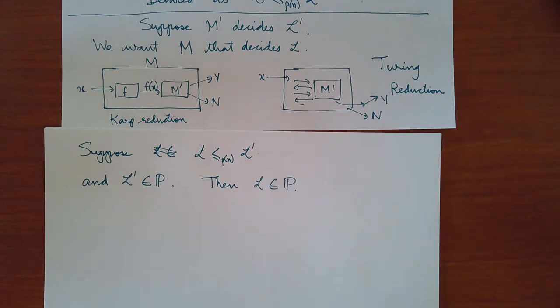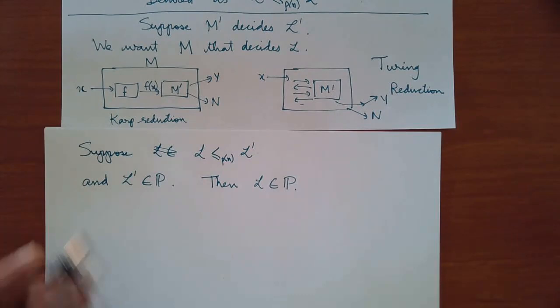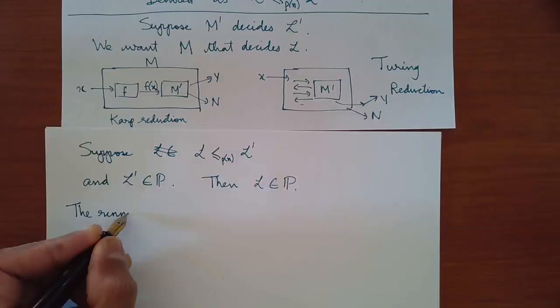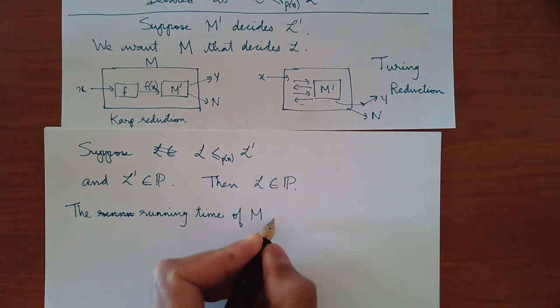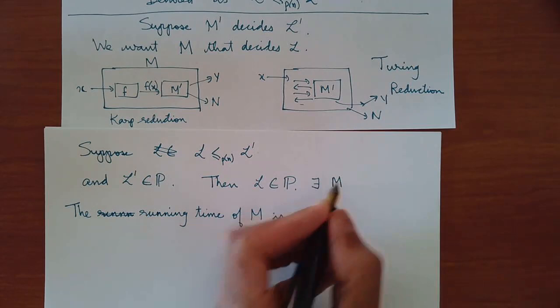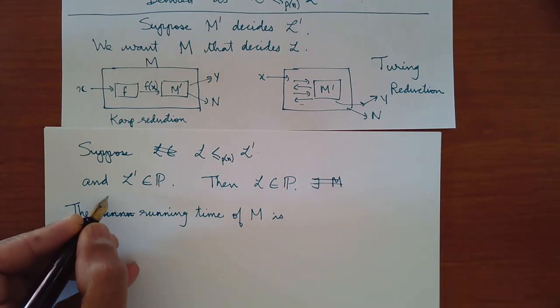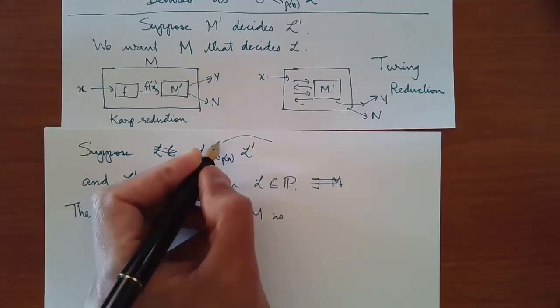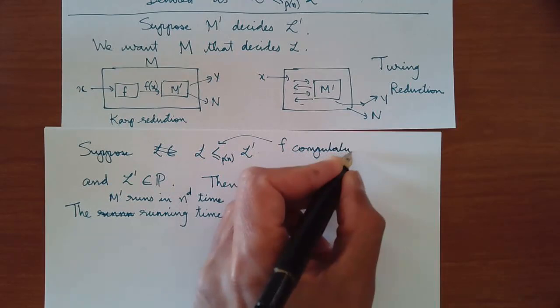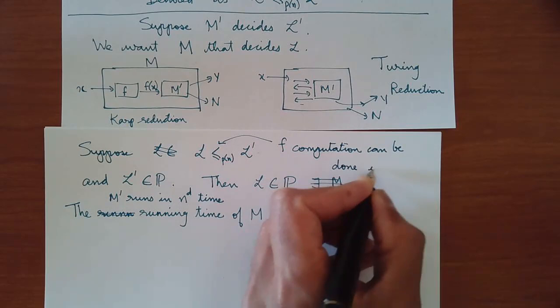Let's look at this box M that we constructed here. Let's say M prime runs in n to the d time, and the computation of the reduction f can be done in n to the c time.